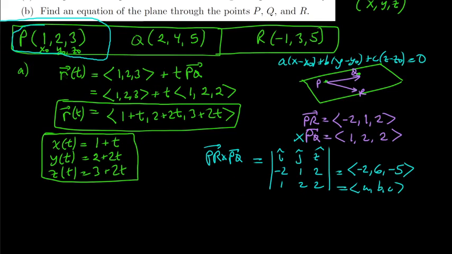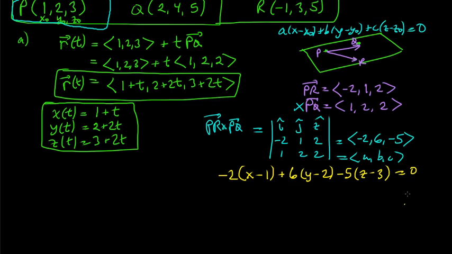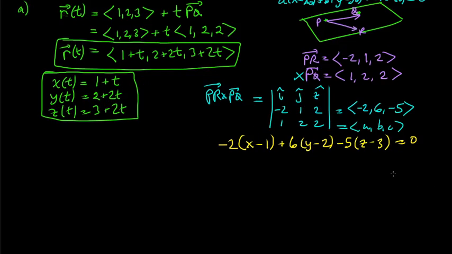So then the equation of the plane will just be A, so negative 2 times (x minus x0), x0 is 1, plus 6 times (y minus y0), which is 2, and then plus C, so negative 5 times (z minus z0), which is 3. And so that equals 0. Again, don't leave it like that, right? You want to multiply it out and put it in the standard form.